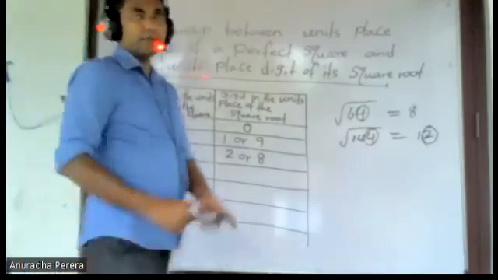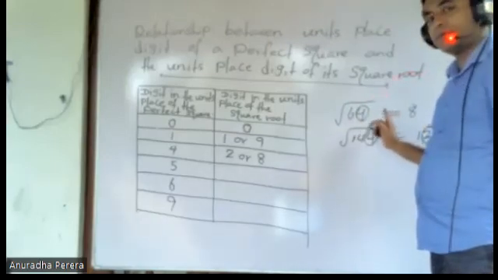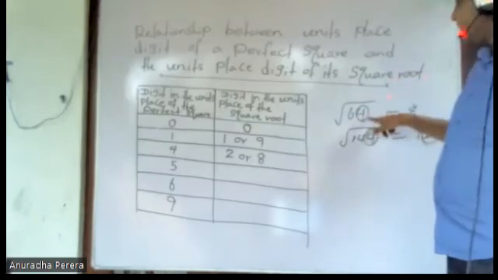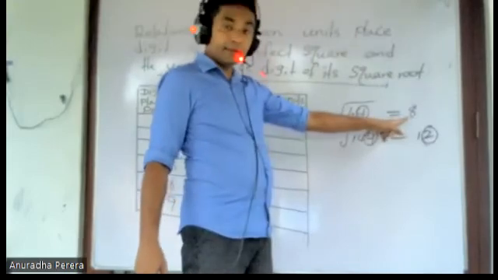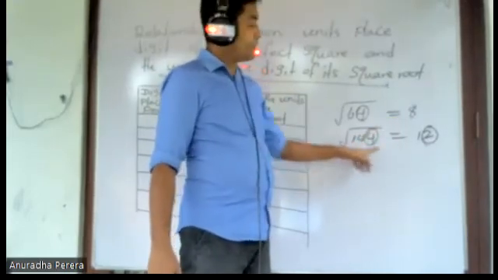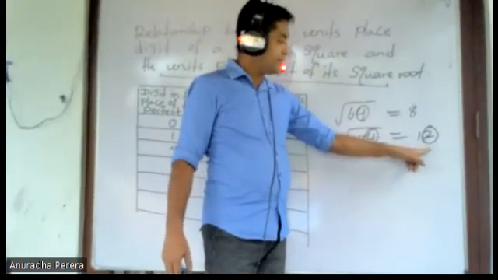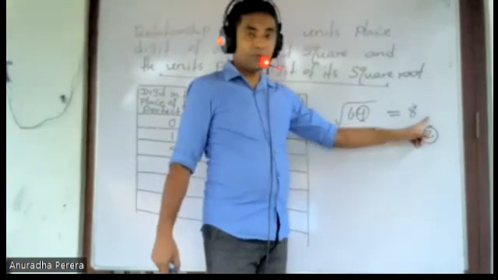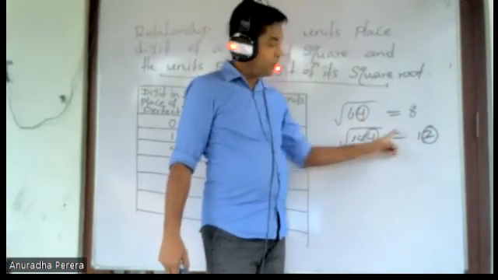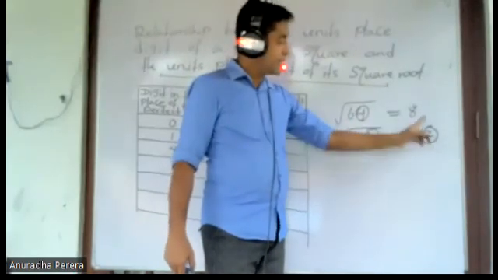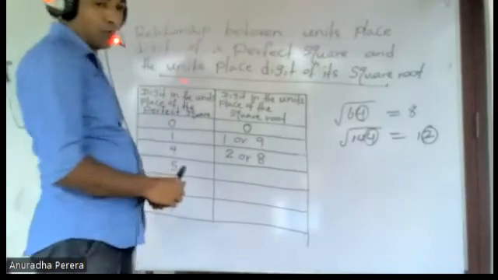Now understand what this says. What is the square root of 64? 8. Here the unit place digit is 4. When it is 4, the unit place of the square root is 8. 144, the square root is 12, and the unit place of the square root is 2. So the unit place of the square root can be 2 or 8. When the unit place of the perfect square is 4, the unit place of the square root is 2 or 8. Did you understand, children? Yes, sir.